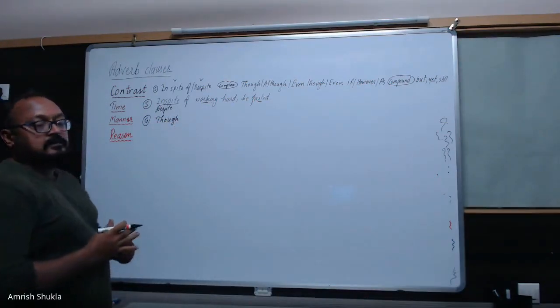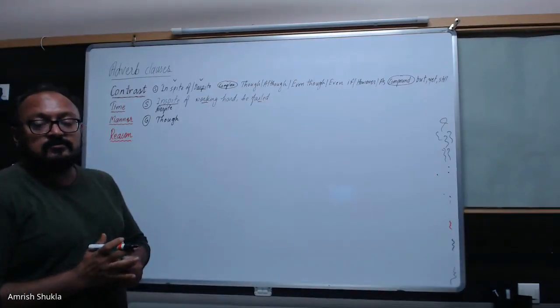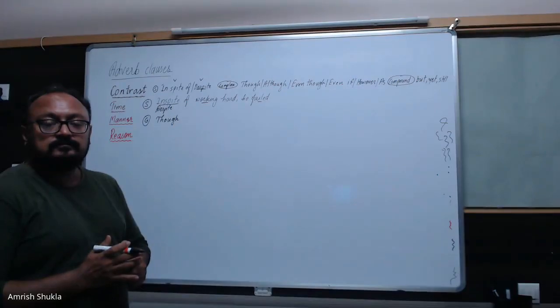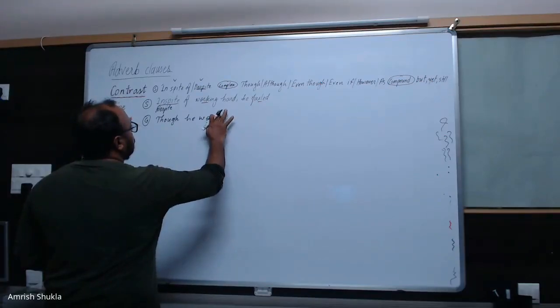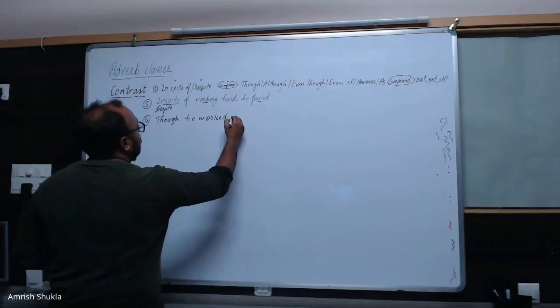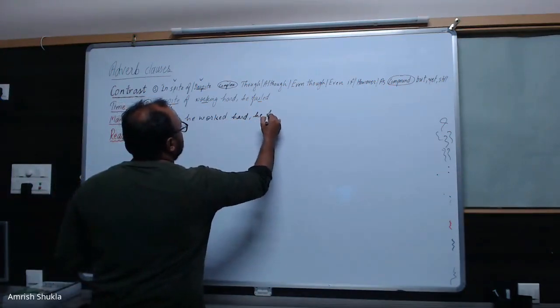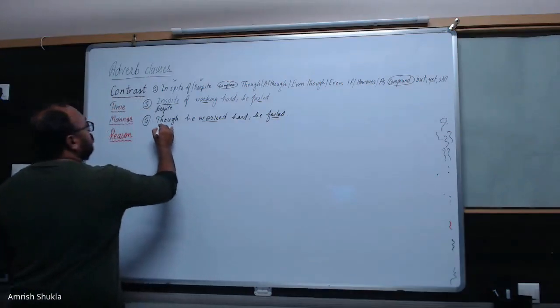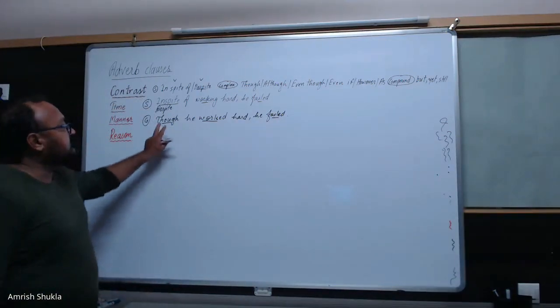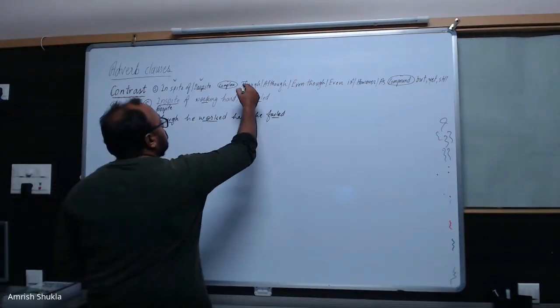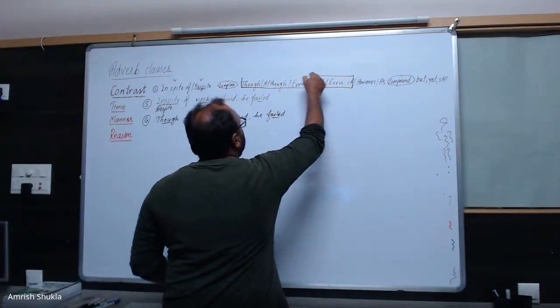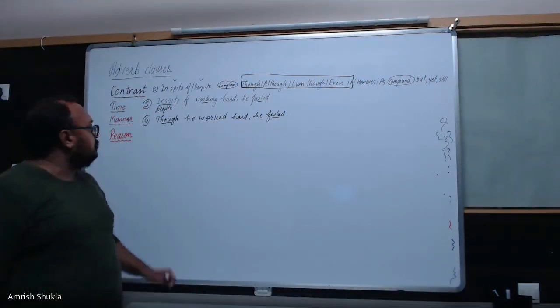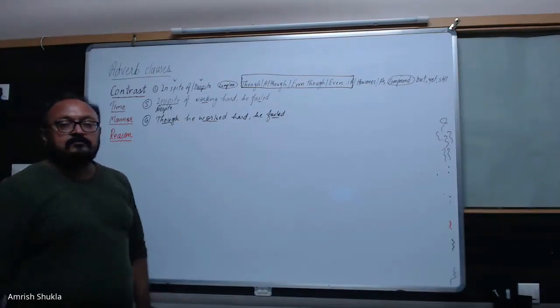Though, can anybody tell me how can we rewrite the same sentence using though? Though he worked hard, he failed. Okay, worked is one verb, failed is the other verb, and though is the subordinate conjunction. So this is a complex sentence. Instead of though, although, even though, and even if can be written in place of each other. So here, though, although, even though, even if, he worked hard, he failed.